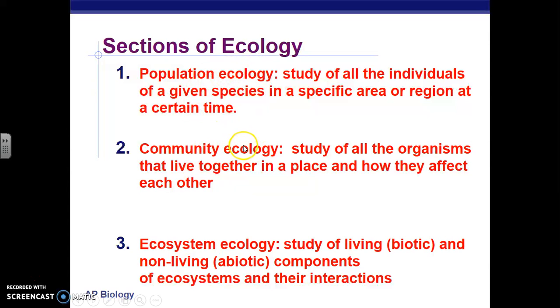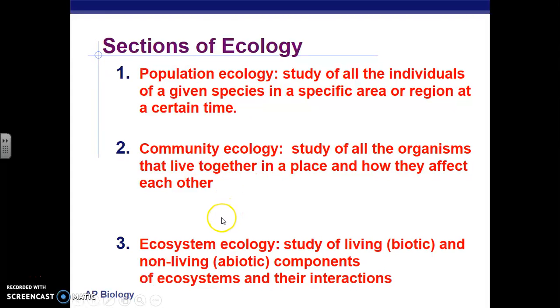Community ecology studies all the organisms that live in a place and how they interact with each other. So if you were still in this Hartford, Connecticut population we talked about with feral cats, an example of something that you would study in community ecology is how the humans and the cats interact in Hartford, Connecticut. But it's a study of all the organisms in a given area and how they interact and affect each other.